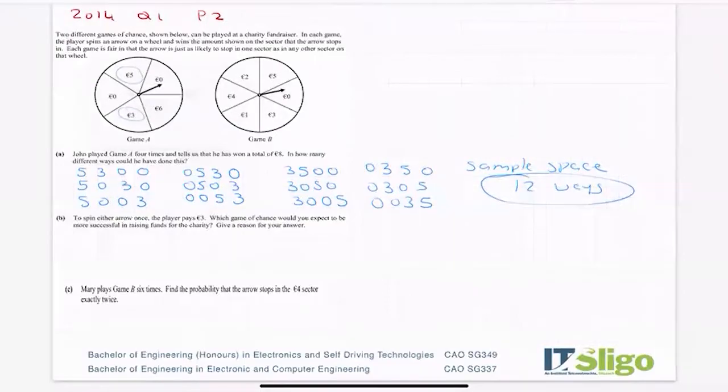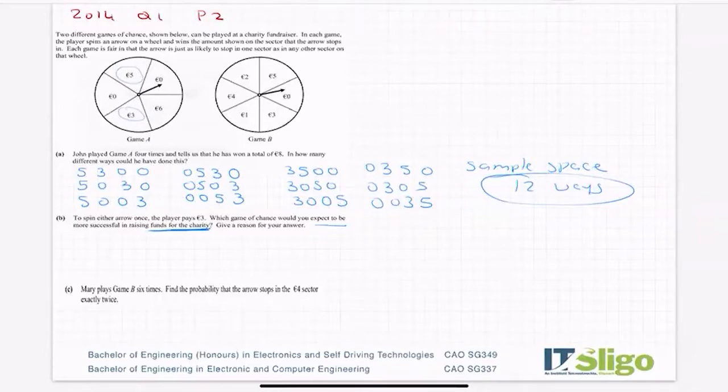Okay, so part B then. To spin either arrow once, the player pays €3. Which game of chance would you expect to be more successful in raising funds for the charity? Okay, raising funds for the charity, so you want to be paying out the least amount. So watch that one. Watch to see is the question from the point of view of the gamer or from the point of view of whoever's hosting the game. So this is from whoever's hosting the game. It's from the point of view of the charity.